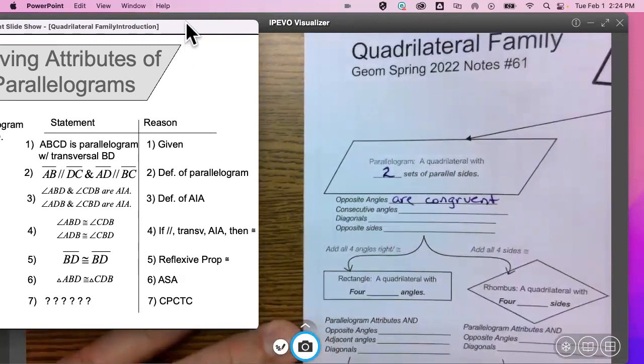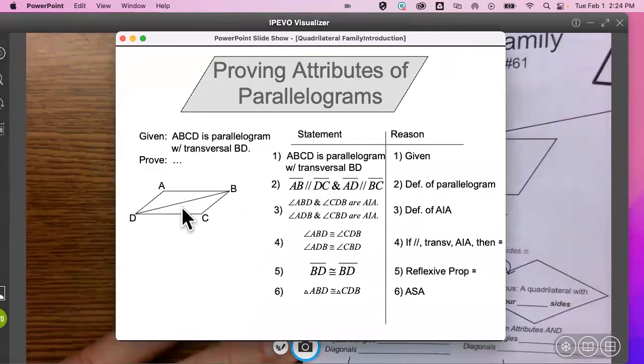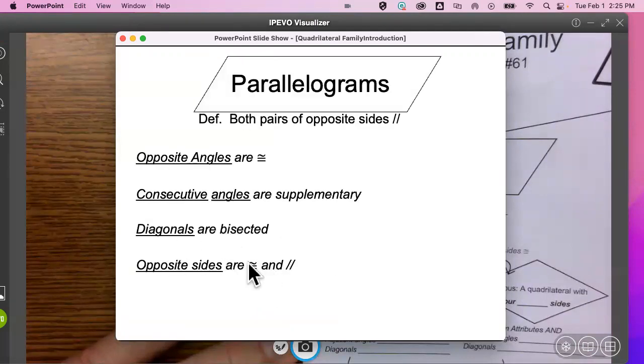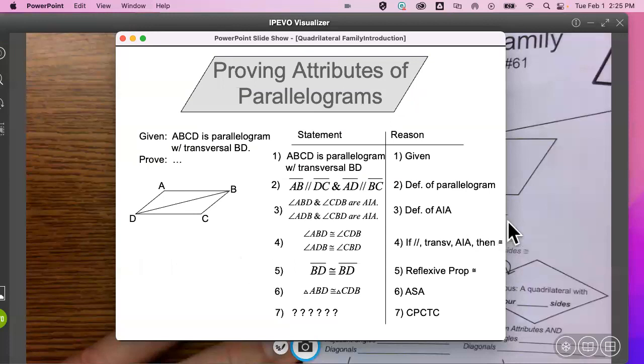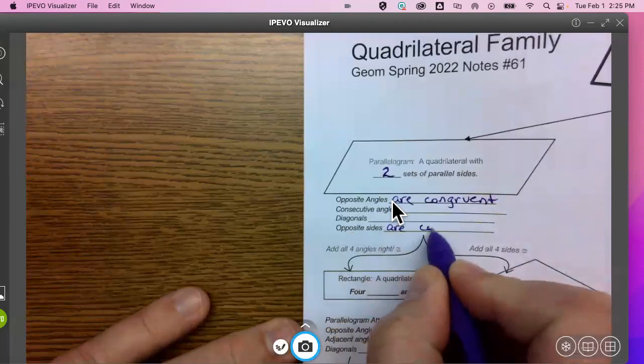Let's jump to the bottom one. I guess I should reorganize these. If I know that these two triangles are congruent, what can I say about AB and CD? They're congruent. And AD and BC? Well, we know they're parallel. We said that before, but if in fact the triangles are congruent, I can say that these are congruent, right? So I can say that opposite sides are congruent. So let's put that in our notes here. Opposite sides are congruent.